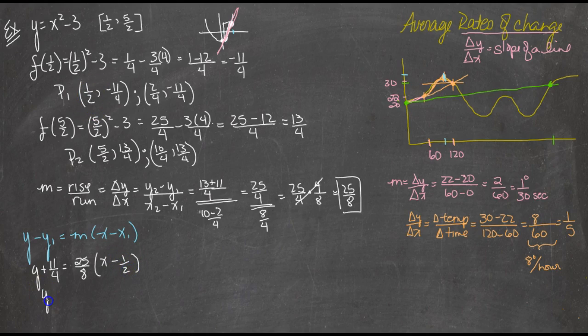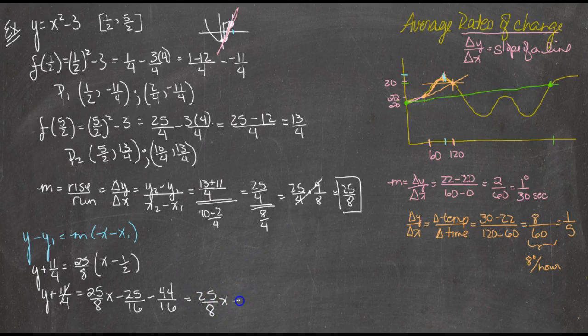All right, so y plus 11/4, not pi-4, equals 25/8x, so that's the slope, minus 25/16. And now I want to subtract the 11/4 from both sides, but 11/4 with a 4 in the denominator means multiply both the numerator and the denominator by 4, so I get a 16, and 11 times 4 is 44.